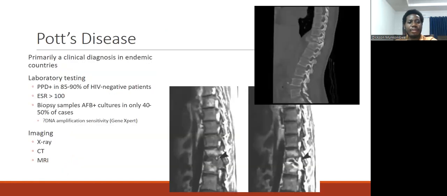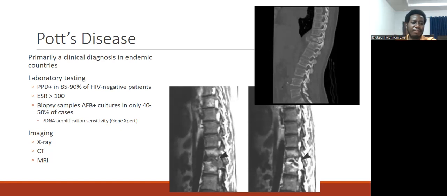It's primarily a clinical diagnosis in endemic countries where you see the typical gibbus. Laboratory studies: you have the skin test, which is positive in 85 to 90% of HIV-negative patients. ESR is often high, above 100. Then biopsy of samples shows AFB positive, with cultures positive in only 40 to 50% of cases.